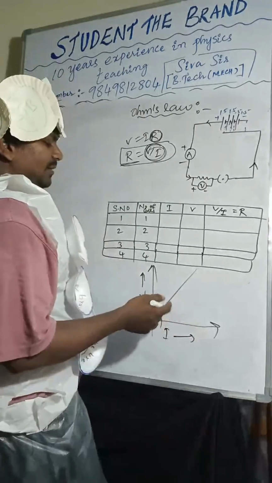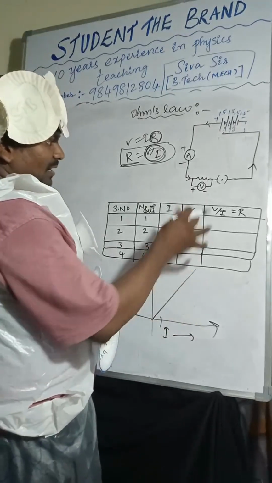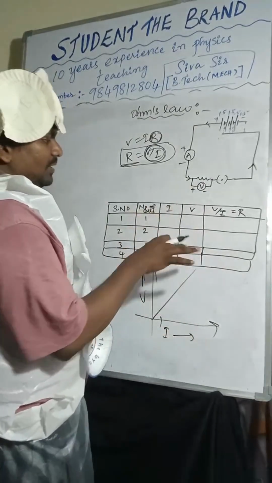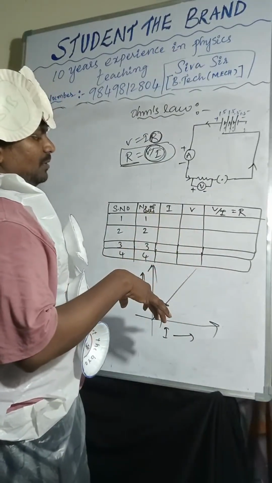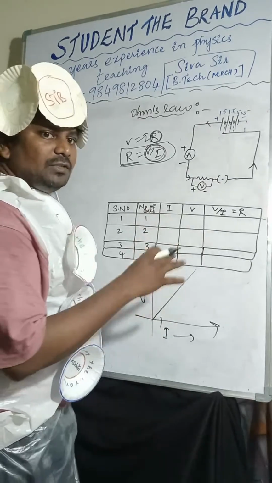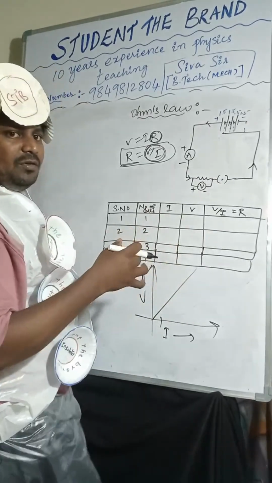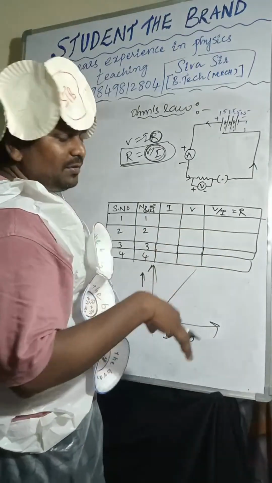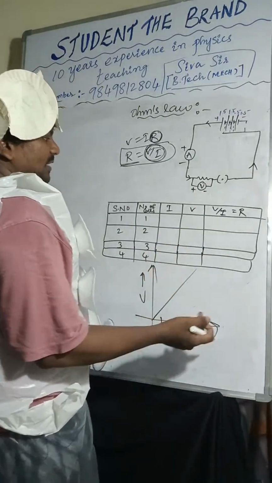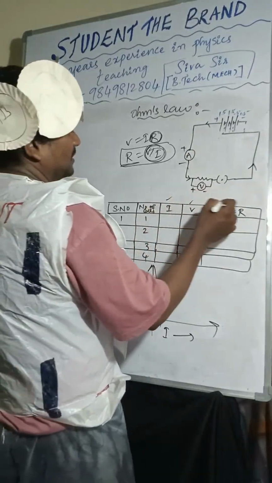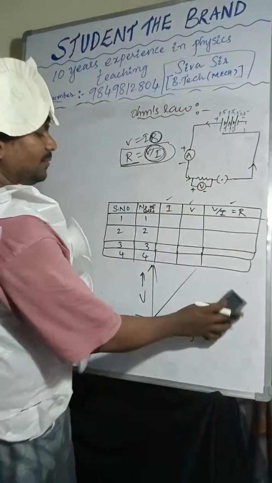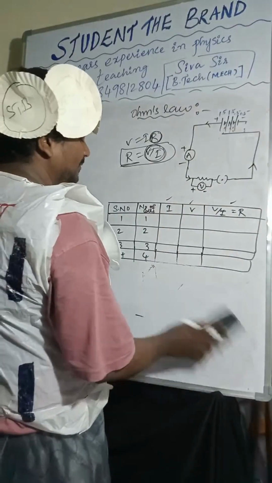Yes, correct. When you draw this, I will do one problem related to this to show you that R is constant only. Every time you take the values, you'll get constant values, no changes, for the current and potential difference ratio. So we'll see it while doing problems.